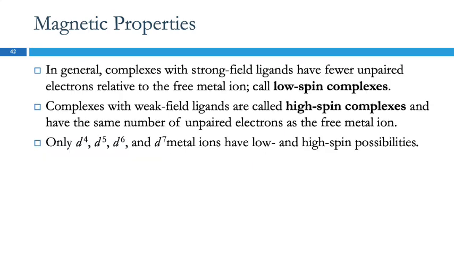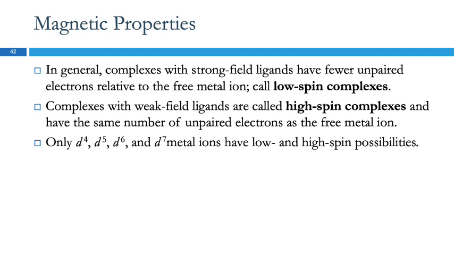So in general, complexes that have strong field ligands have fewer unpaired electrons. These are called low spin complexes. Whereas when we have weak field ligands, the splitting is lower, and these are going to be called high spin complexes because they're going to have the same number of unpaired electrons as the free metal ion. Only d4, 5, 6, and 7 metal ions have low and high spin possibilities.